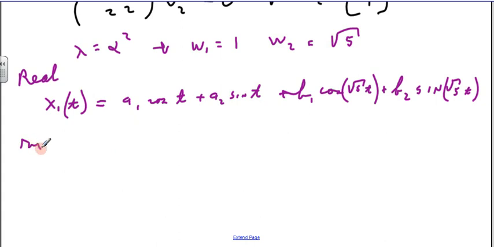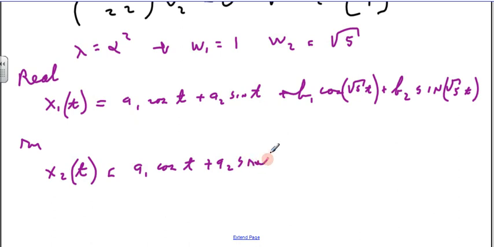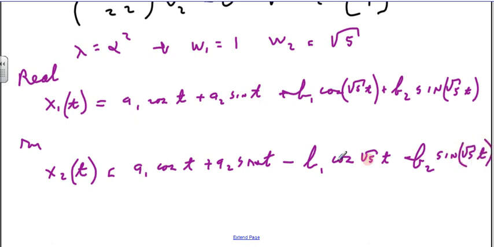And an imaginary part, x2 of t, which is going to be a1 cosine t plus a2 sine t minus b1 cosine square root of 5t minus b2 sine square root of 5t. And that's all there is for number 4.